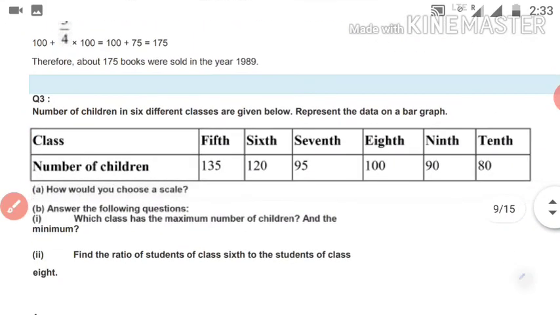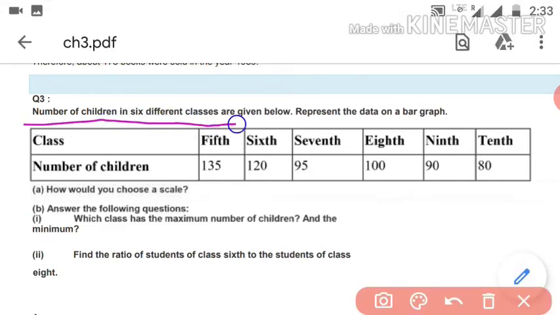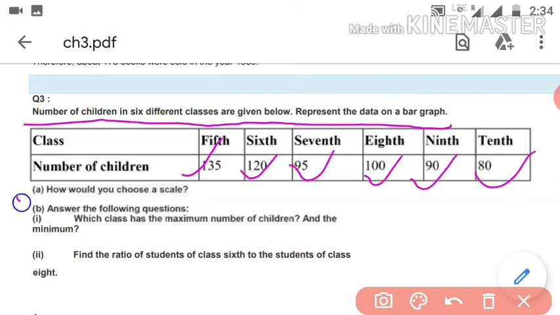Now come to next question, question number 3. Number of children in the 6 different classes are given below. Represent the data on the bar graph. So here 6 different classes are given. Class 5th, 6th, 7, 8, 9, 10. So number of students is how much? 135, 120, 95, 100, 90 and 80.